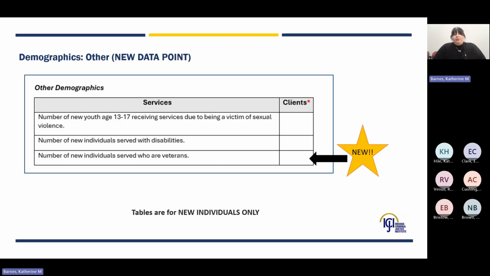New youth ages 13 to 17 who are receiving services due to being a victim of sexual violence. We're also going to be asking for new individuals who have disabilities and new individuals who are veterans. That veteran status is one of our brand new questions. So make sure you are collecting that data and indicating if any of your clients that are funded by our SAVAF programs are veterans.